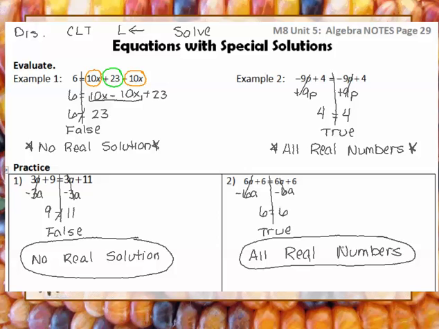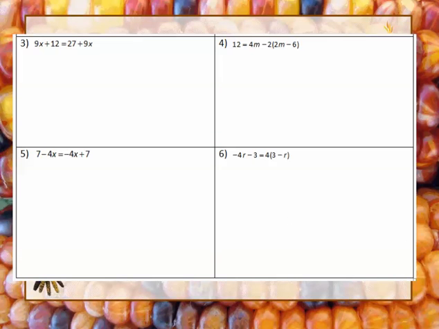Okay? So let's look at the 4 down below. I want you to pause the video here. I want you to do 3, 4, 5, and 6 all by yourself. Figure out, are they true or are they false? And then tell me, is it all real numbers or is there no real solution? So go ahead, pause the video here, and then you can come back and unpause the video to check your work.